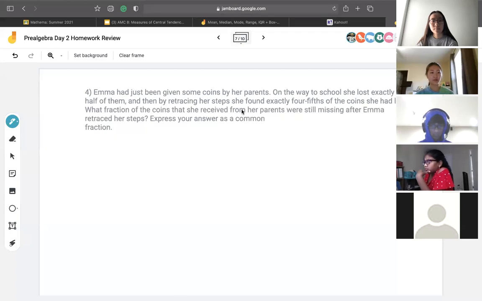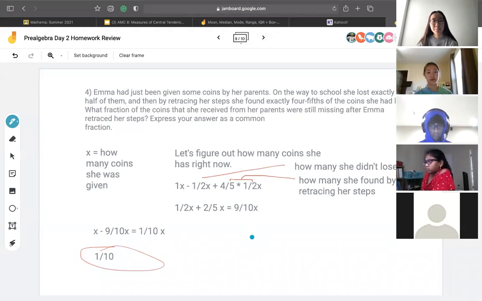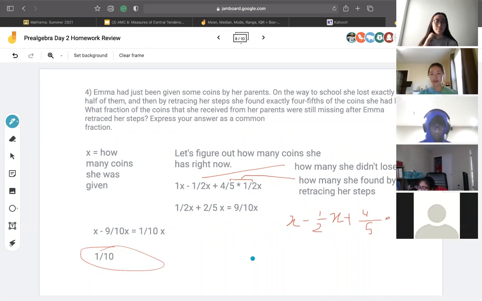So I'm seeing a lot of 1/10, and that is the correct answer. So first, we're gonna set up an expression for how many coins she has right now, or the fraction of the original amount of coins. So this kind of looks weird since it's typed out, but it's basically x minus 1/2 x plus 4/5 times 1/2 x. So that's the expression.